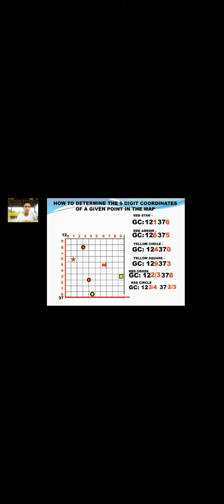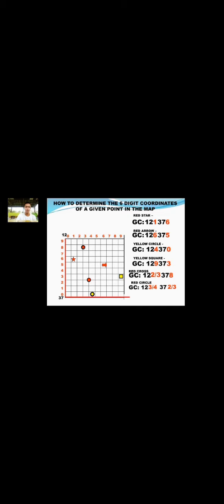Then the next is the red arrow. Find the red arrow. Okay, this is the red arrow. The grid square is 1237, and use the red arrow. So the grid square is 6 and 5. Find the 6 and 5. Here, the red arrow is aligned with 6 and 5.